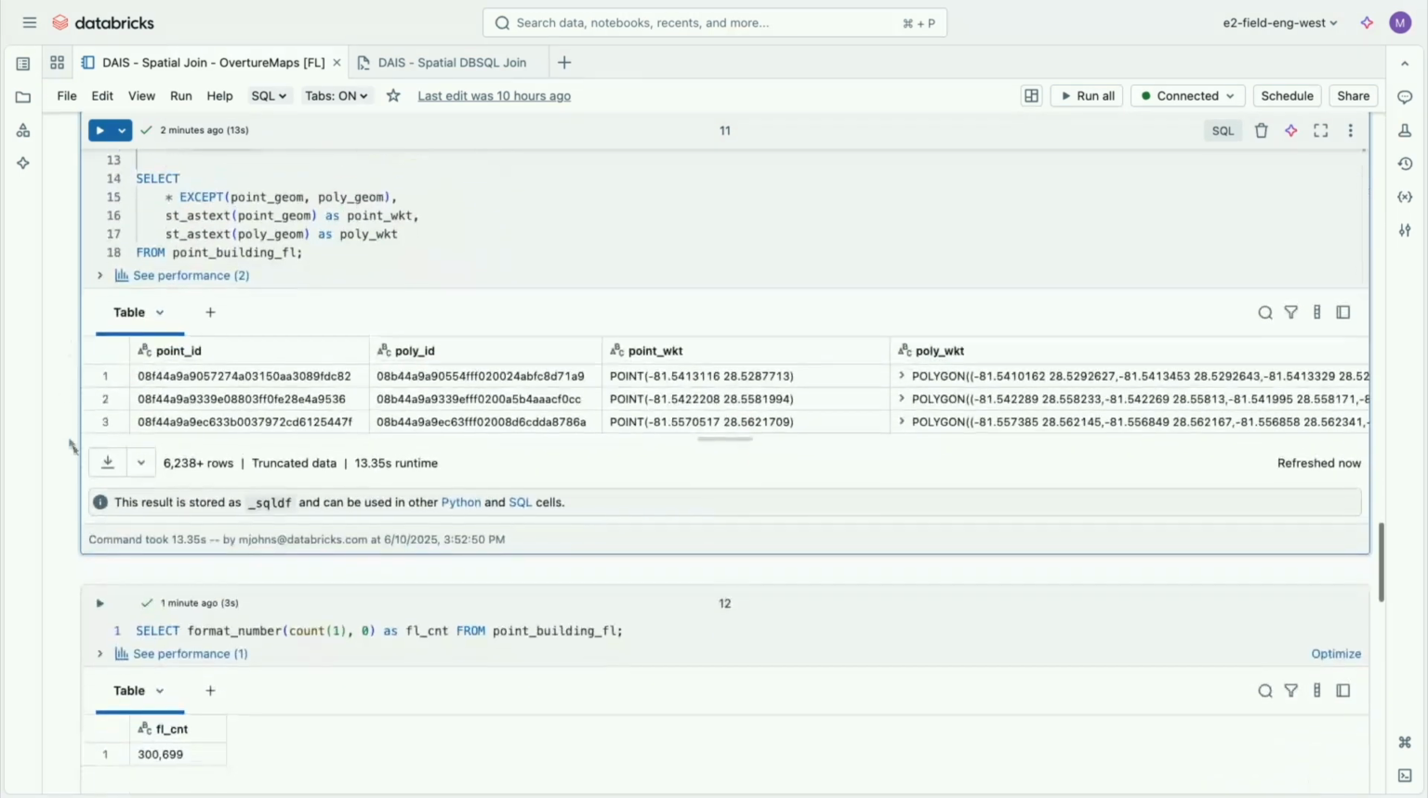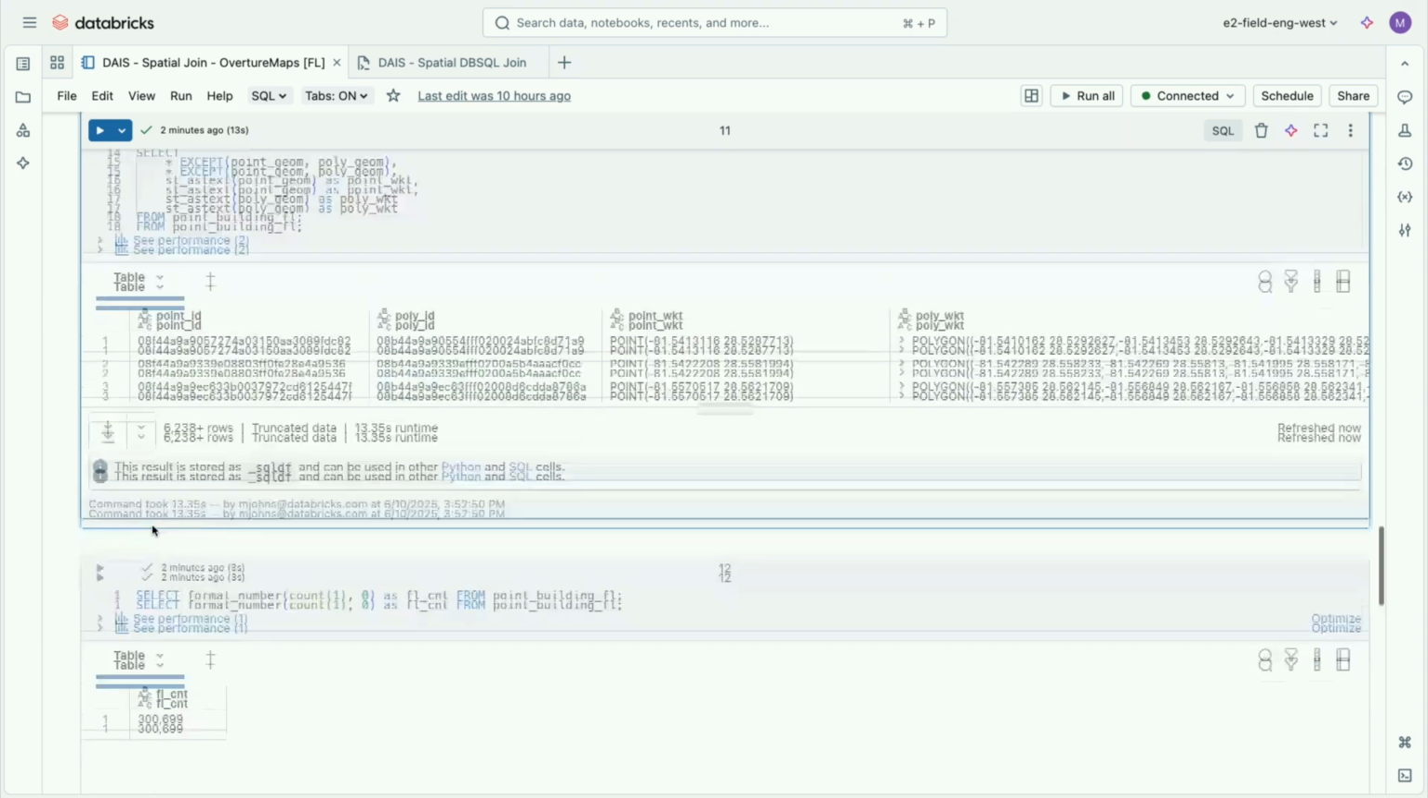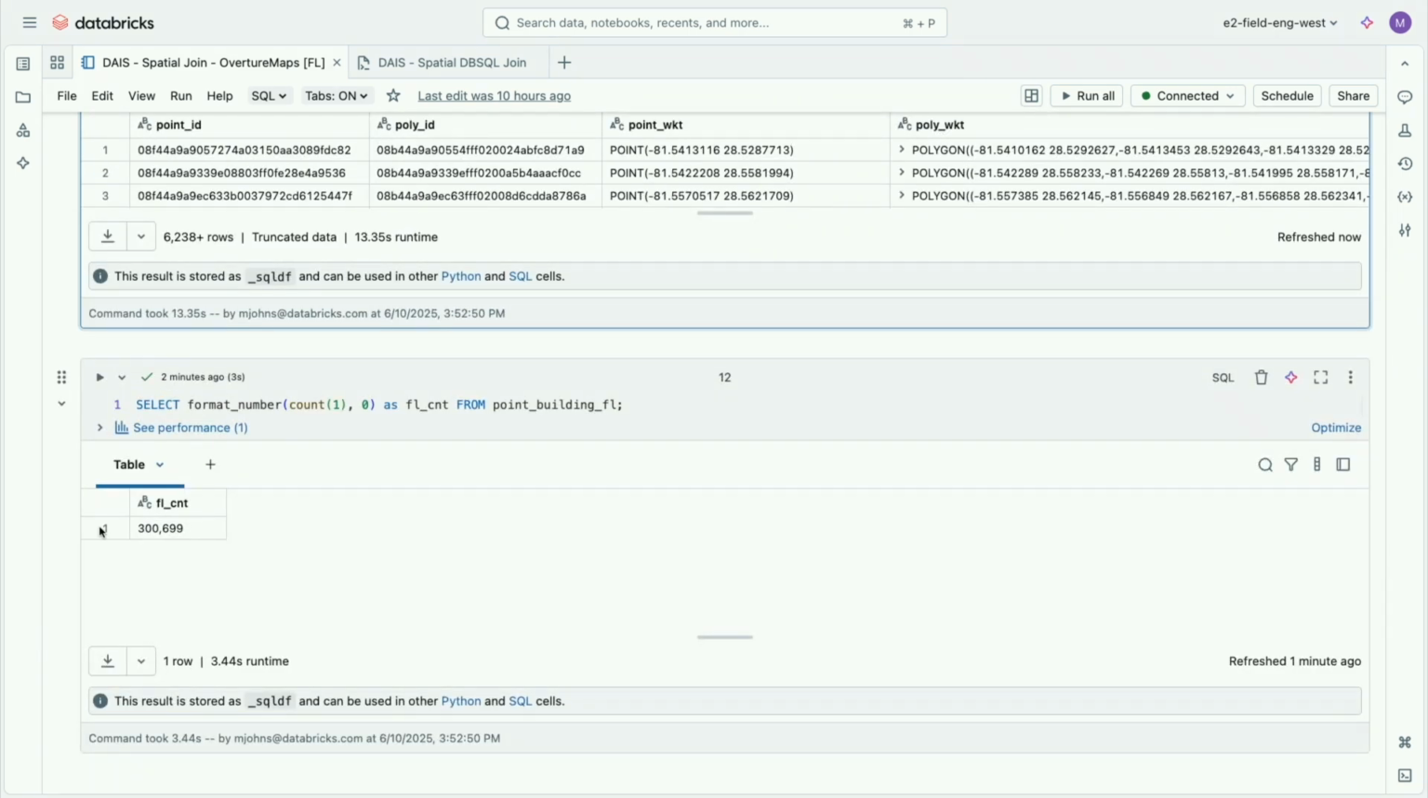So let's see how fast that ran. It ran in under 15 seconds, so that was running while we were talking. But that point and polygon join at that scale took 15 seconds, and it produced 300,000 results of matches on points in the buildings. In some way, they intersect the buildings.